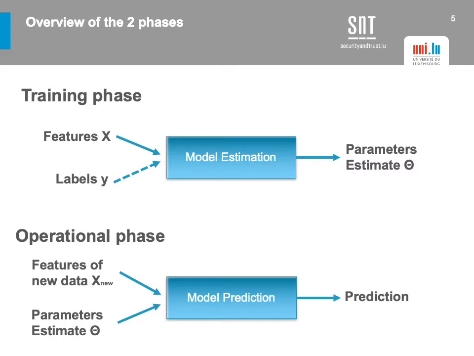So once you have some values for your parameters, you can go into the operational phase. In the operational phase, you have features of new examples, of new data, and you input that along with the estimation of the parameters that you have, and you can output some prediction from your model. So these are really the two phases. One is learning, which is estimating the internal elements of the model, and the other one is using what we have learned to do some prediction.